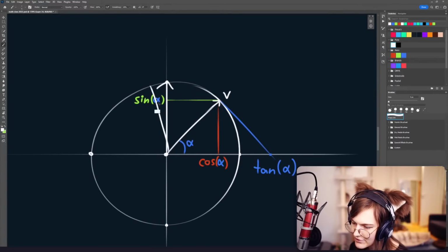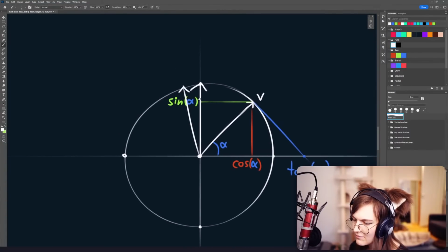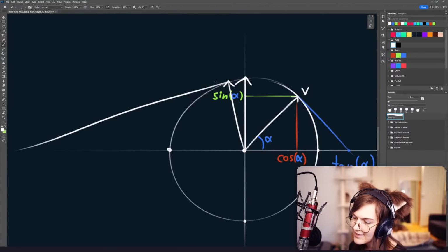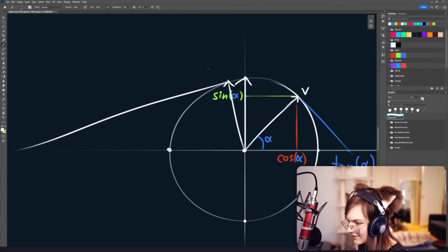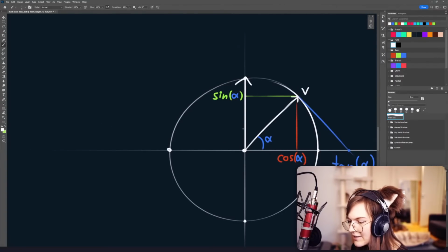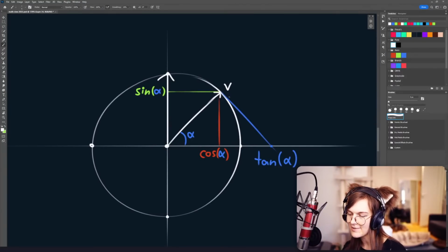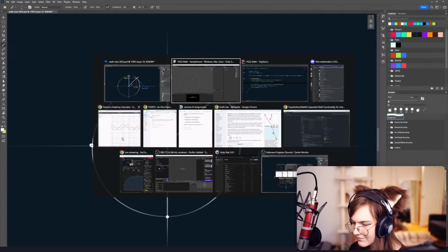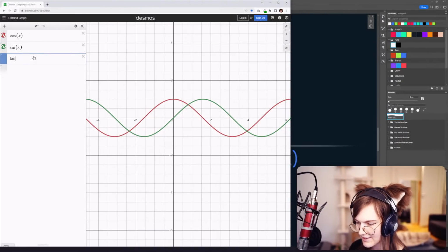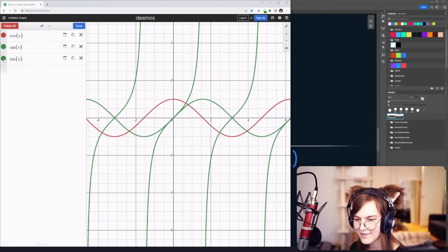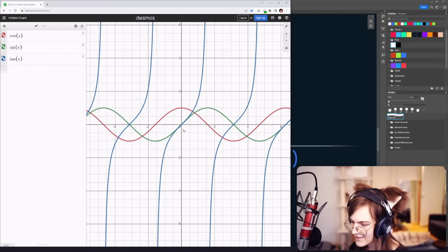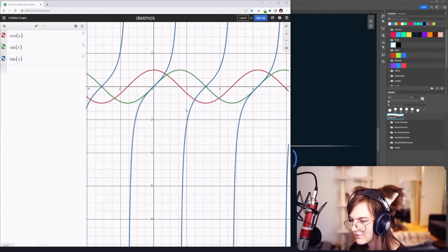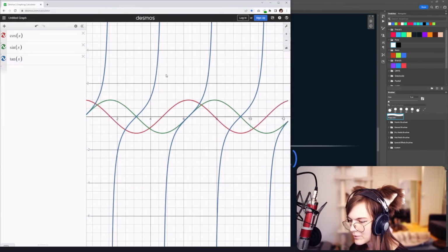And then when you flip over to the other side, you get the same length here, except it's a negative value. And so the graph for the tangent shoots off to infinity, and then it comes back from negative infinity. And so it looks a little wonky. So the tangent of x looks like this. As you can see, it increases, shoots off to infinity, comes back from negative infinity, and then it repeats the pattern.